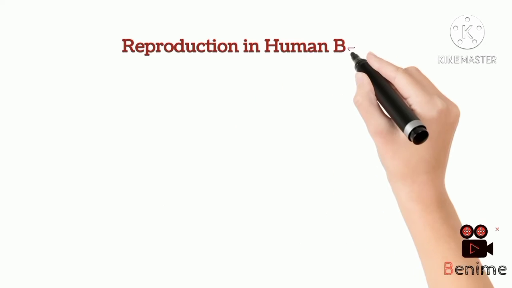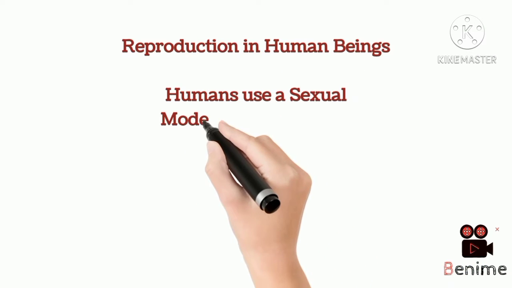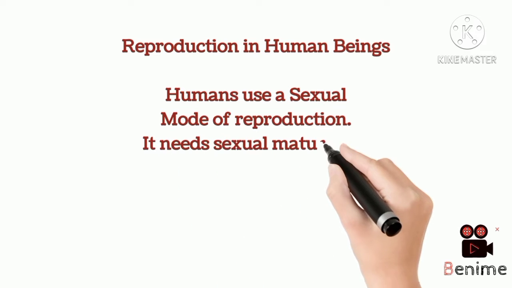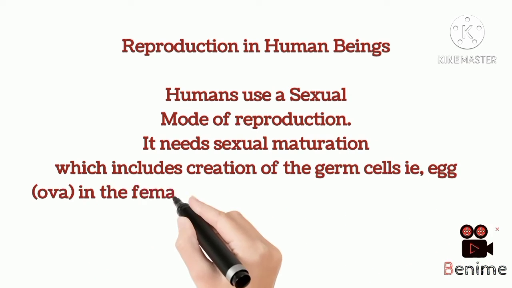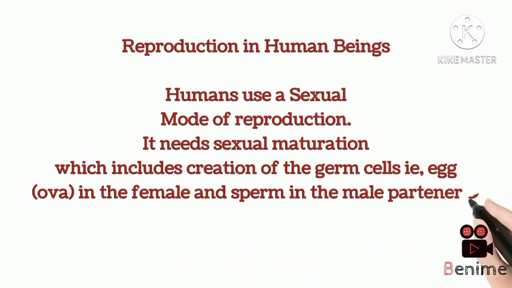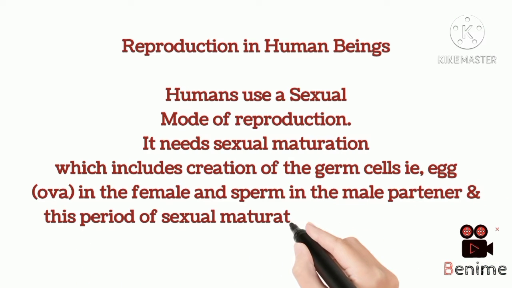Reproduction in human beings. Humans use a sexual mode of reproduction. It needs sexual maturation, which includes creation of the germ cells, i.e., eggs or ova in the female and sperm in the male partner, and this period of sexual maturation is called puberty.